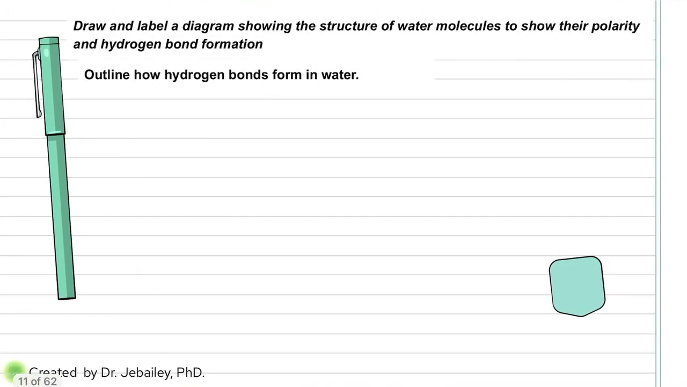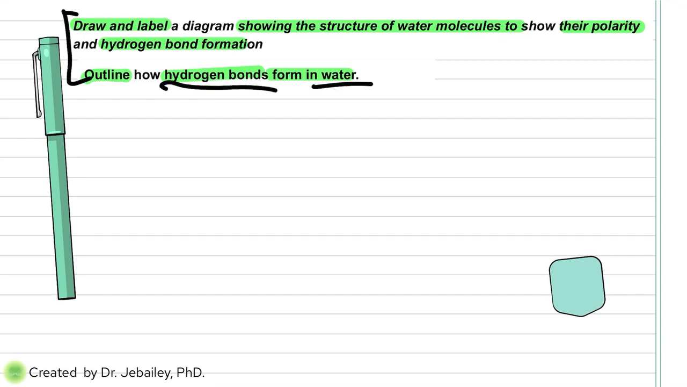Now, here is a question that is asking about drawing the water molecules. Now, it says it in different words, but it's the same thing. See, here it says draw and label, just like the outline here. And for outline, it must be in words. But it's just saying how hydrogen bonds form in water. And here it's showing the structure of water molecules to show what? Their polarity and their hydrogen bond formation. So both are asking for the hydrogen bond. But they're basically asking for the same thing.